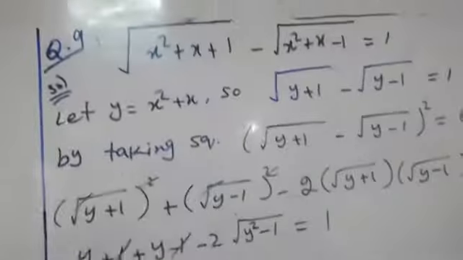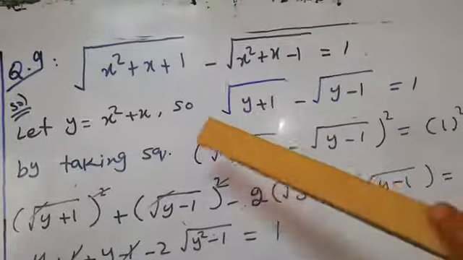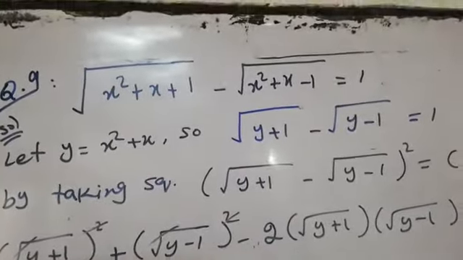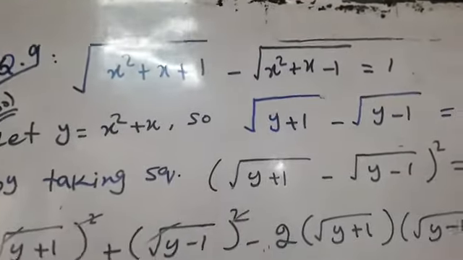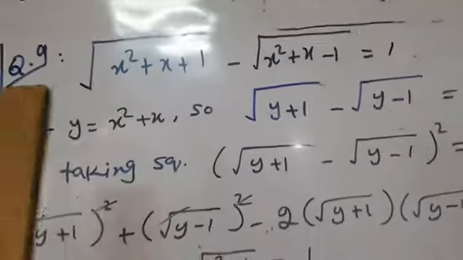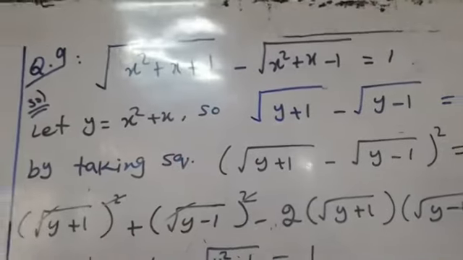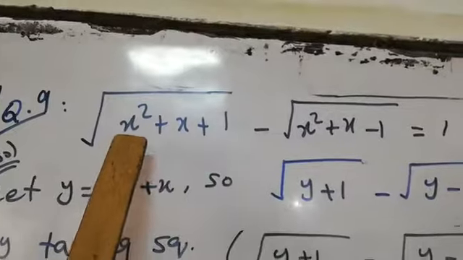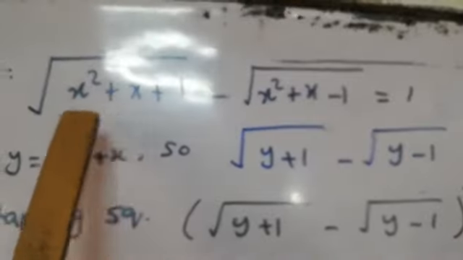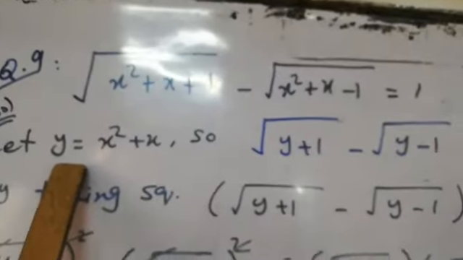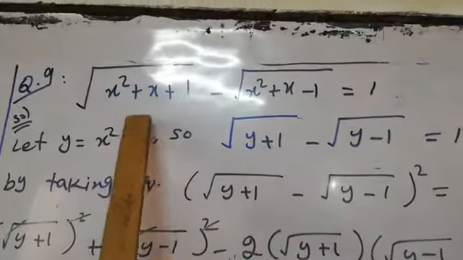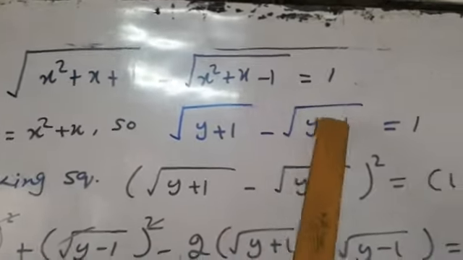My dear students, now we will move to our last question. Remember one thing. In our last question, the values which are written in the radical sign are in quadratic form. In this situation, there is no need to find the check. We will just do the question. You can observe that x square plus x and x square plus x are the same. So we will substitute y to make the question easy. It becomes square root of (y plus 1) minus square root of (y minus 1) equals 1.